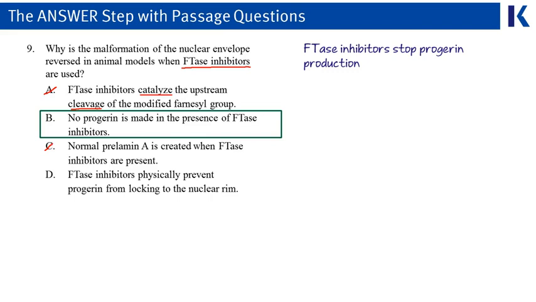Choice C is wrong because, again, it's a little too optimistic about what these FTase inhibitors do.